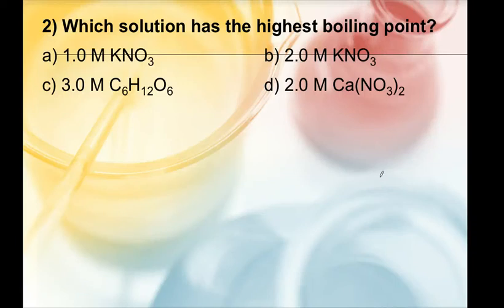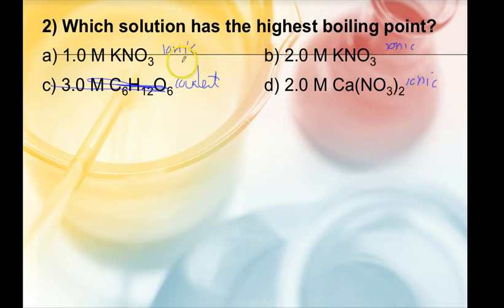Another one. Now, this is a little bit different. Still on boiling point elevation. It says, which solution has the highest boiling point? Well, if you take a look at it, what you have to determine is which ones are ionic or which ones are covalent. So this is ionic. This is covalent. It's a sugar. So right away you can just cross this one out because it's never going to be the answer. Again, this is ionic and this is ionic.